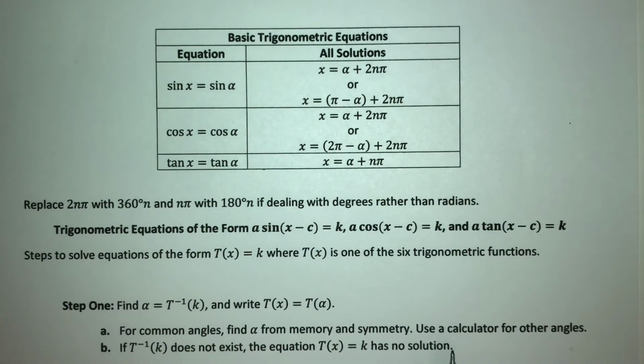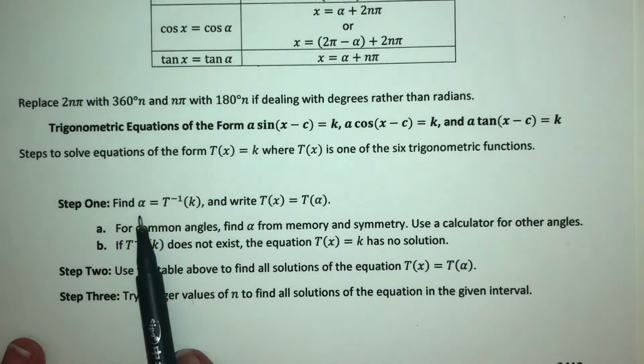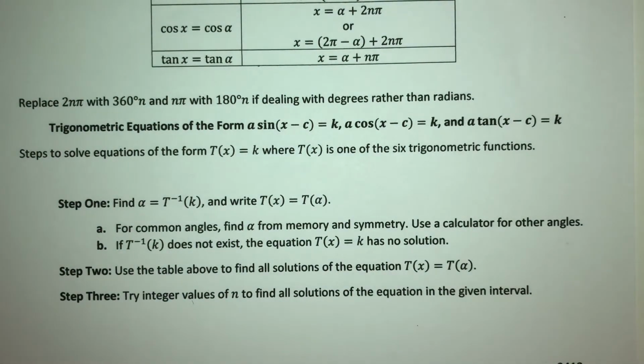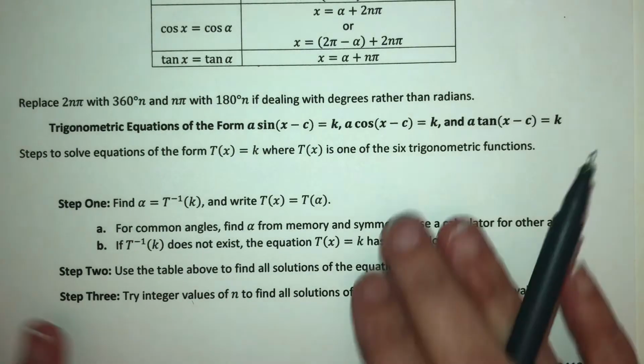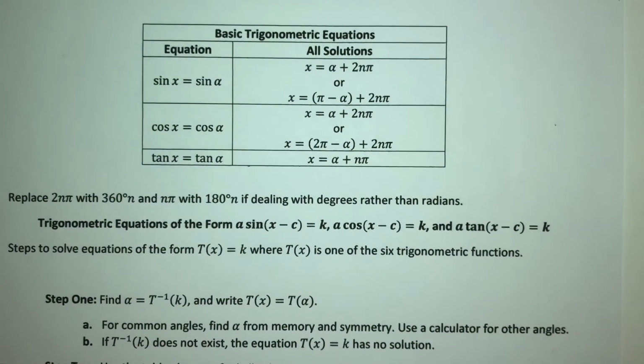Now, our basic steps: we're going to find an angle that satisfies the equation. And we do that by finding inverse trig functions. And then once we have one solution, we use what we have over here to generate the rest of our solutions.